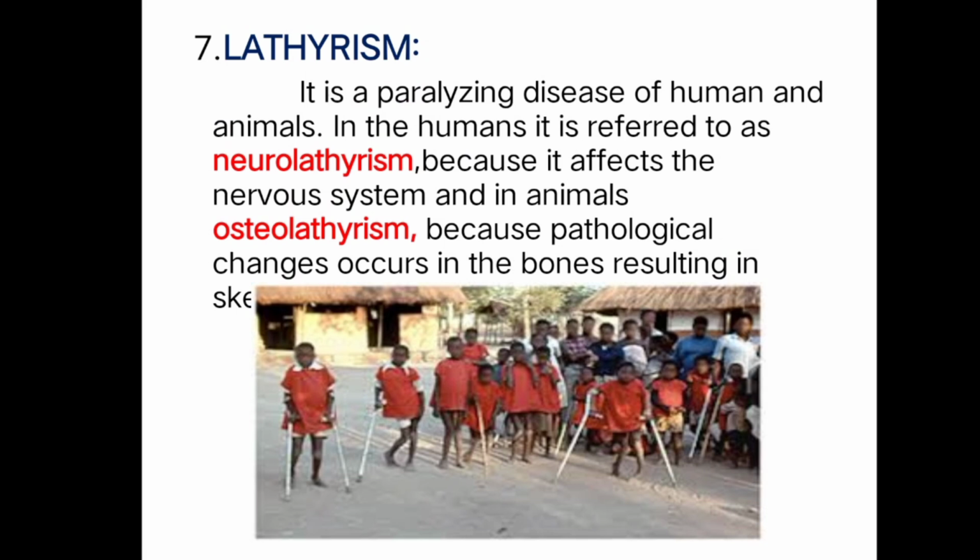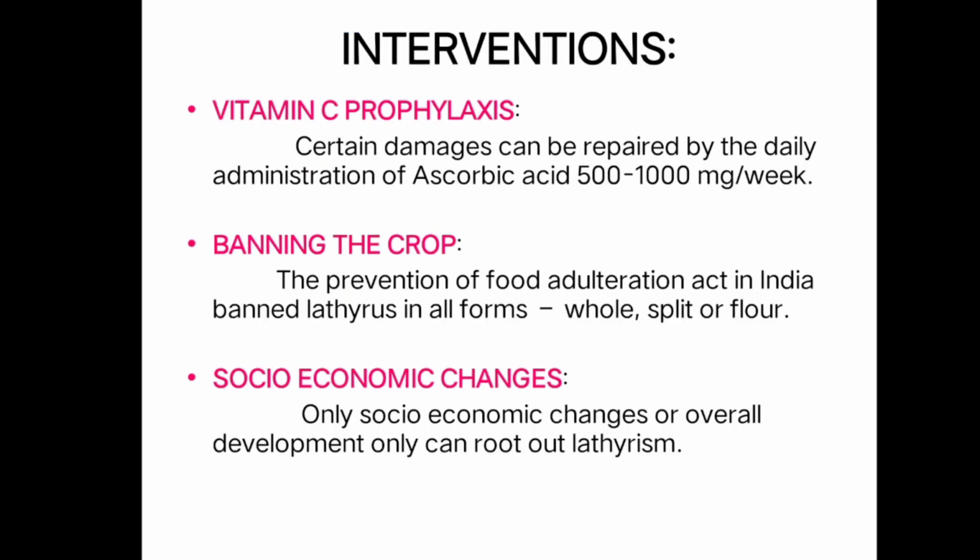Next is Lathyrism. It is a paralyzing disease of humans and animals. In humans it is referred to as neurolathyrism because it affects the nervous system, and in animals it is Lathyrism because the pathological changes occur in the bones, resulting in skeletal deformity. For this condition, the intervention you can give is administration of ascorbic acid 500 to 1000 mg per week, and banning the crop which contains lentils. Ban Lathyrus in all forms, whether whole, split or flour. You should prevent the adulteration of that particular dal.